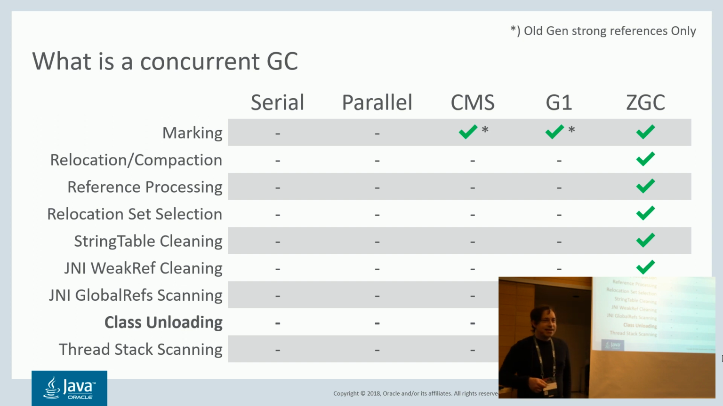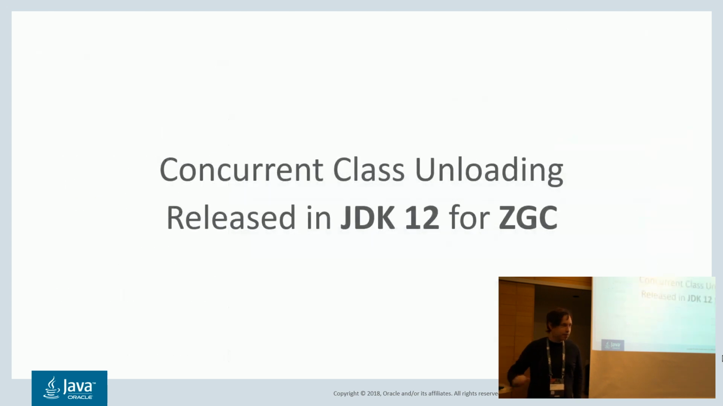And with ZGC, we're checking all the green boxes, except thread stack scanning. Haven't worked that one out yet, but the rest is concurrent. I've highlighted class unloading here in bold, because that was the last safepoint operation to bite the dust. It's now done concurrently, and nobody else is doing that.